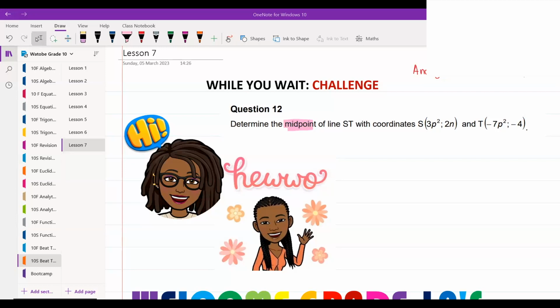Yes, Remo, your answer should have letters. It should have letters in it. So if your answer has letters in it, you're on the right track, because that's exactly what we're looking for here. So we're going to use the midpoint formula, guys.